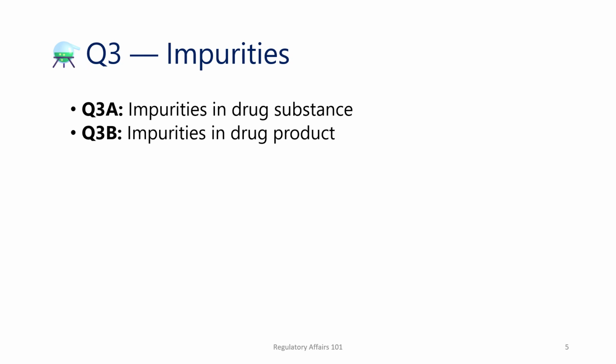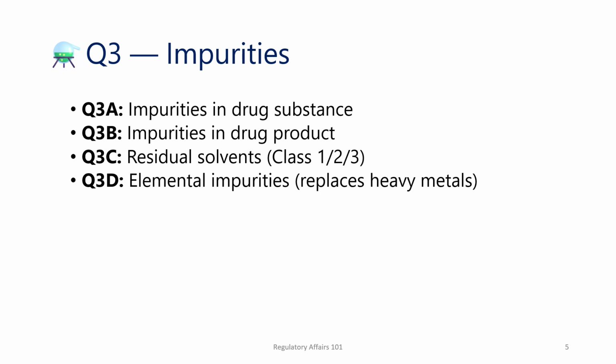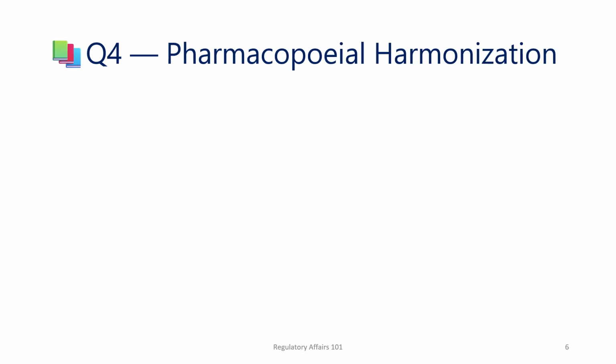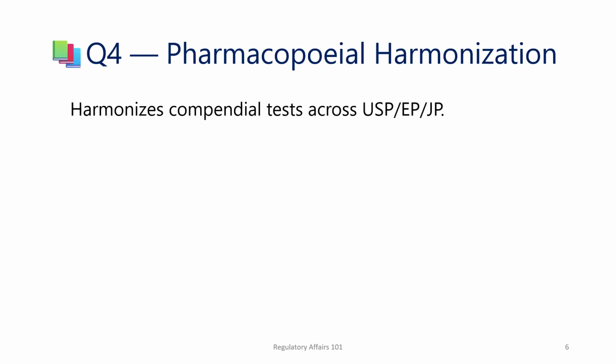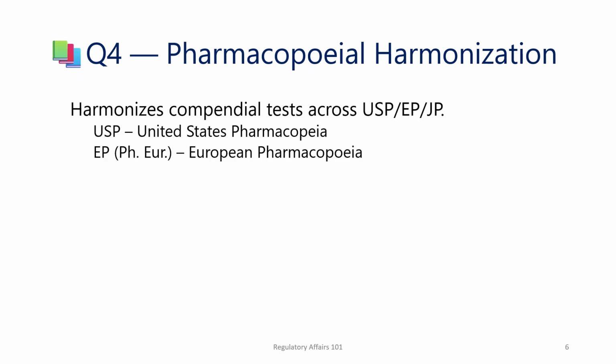Q3A and Q3B address impurities in drug substance and drug product. Q3C covers residual solvents, including class 1, 2, and 3. Q3D covers elemental impurities. Q4B harmonizes compendial tests across USP, EP, and JP, helping global companies avoid redundant testing.